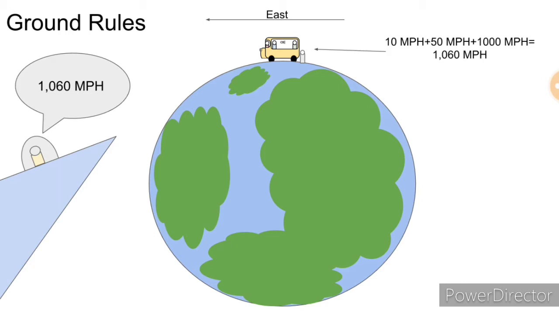This is the concept that movement is relative to the things around you. Relative to the bus, the ball is going 10 miles per hour. Relative to Earth, it is going 60 miles per hour. Relative to a stationary position in outer space, it is going 1,060 miles per hour.